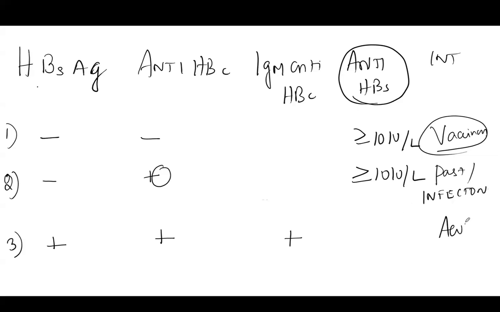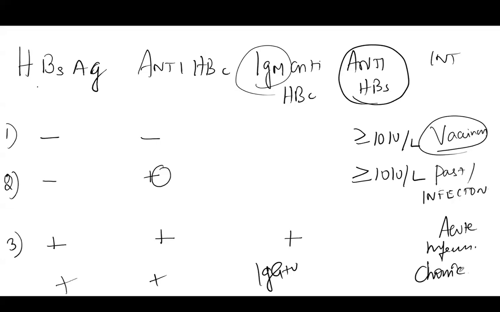Excellent. This is an acute infection. No doubt in that. All of you should be very clear. This is an acute infection. All right. Now, in case of IgM, if IgG is positive, this is positive, this is positive, then it is a what? It is what? Excellent. That's it. That's a chronic infection.